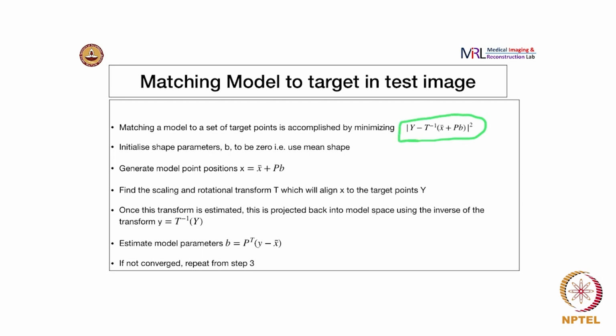Basically, you take a shape parameter and initialize your shape parameters by setting B equal to 0. So you will start off with the mean shape. And you generate the model point positions using this expression. You have the P axis.